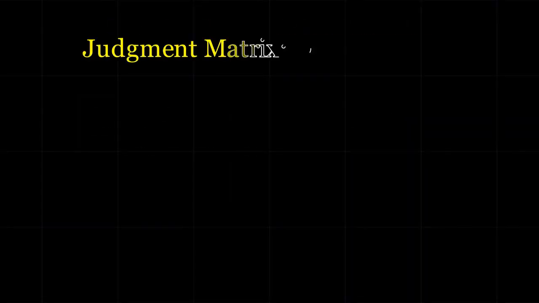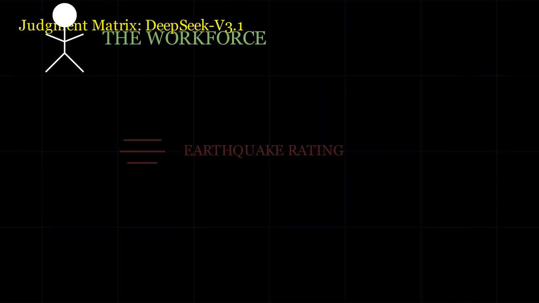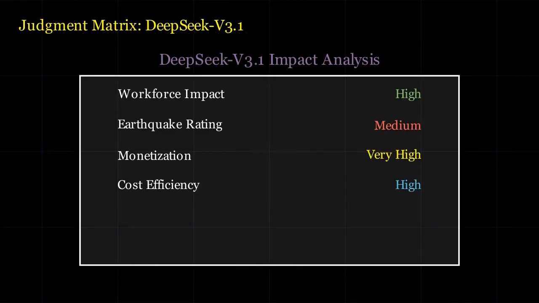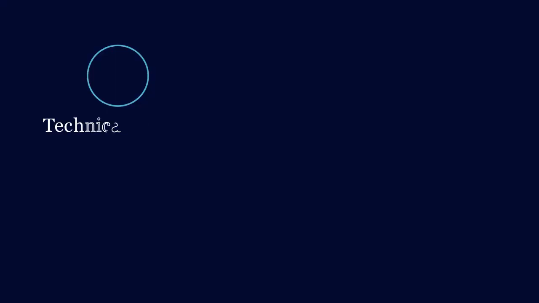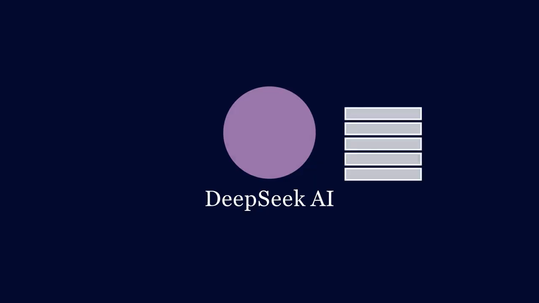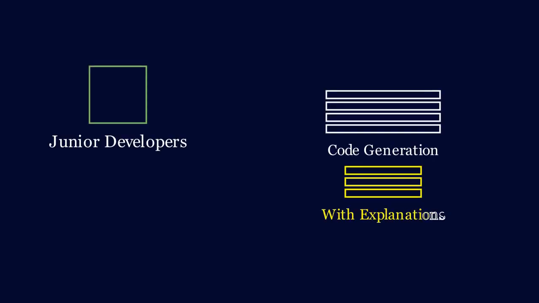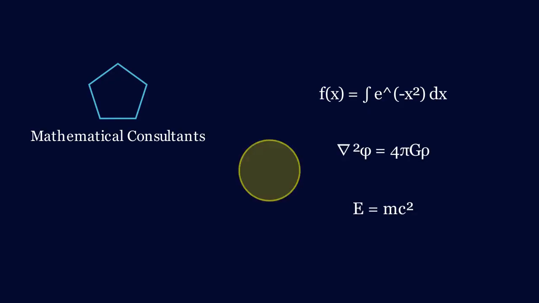We are going to have a look at our judgment matrix for this AI tool, looking at the workforce earthquake rating, monetization potential rating, and operational cost efficiency rating to understand the true impact of DeepSeek V3.1. The job market trembles because technical writers and documentation specialists will watch as DeepSeek generates comprehensive documentation with built-in reasoning. Junior developers face serious disruption as the model can both generate and explain code simultaneously. Even mathematical consultants will feel the ground shift as complex problems fall before its dual-mode capabilities. I would give the tool a rating of 4 on the judgment matrix for workforce earthquake because of its versatile capabilities across multiple domains.